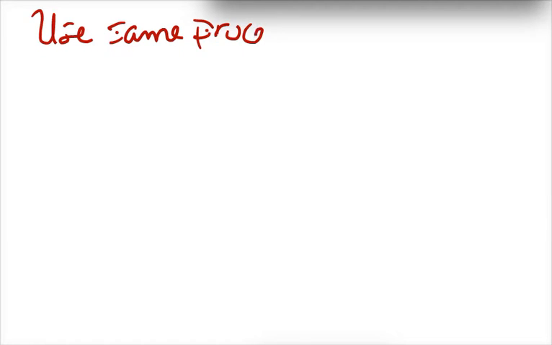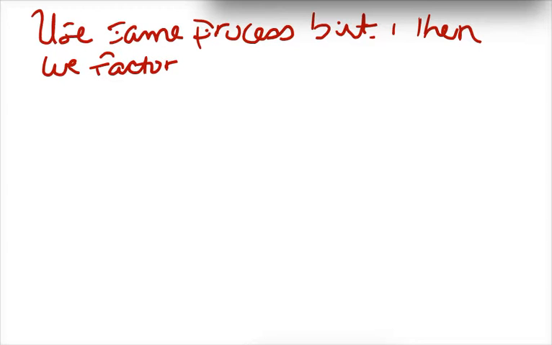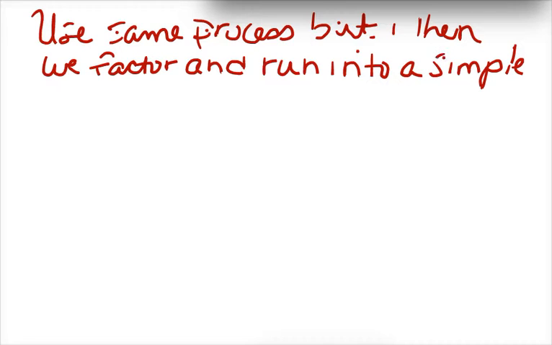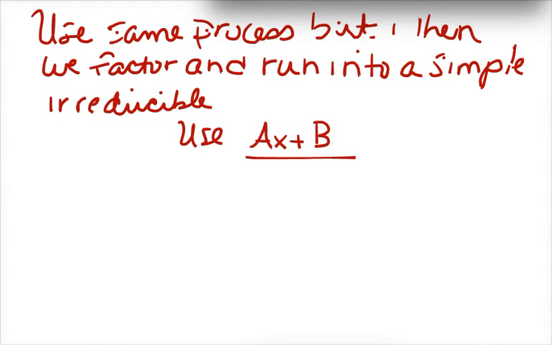We're going to use the same process, but when we factor and run into a simple irreducible, we're going to use the term ax plus b in the numerator over whatever the quadratic is. I'm going to pause here and we'll look at an example.